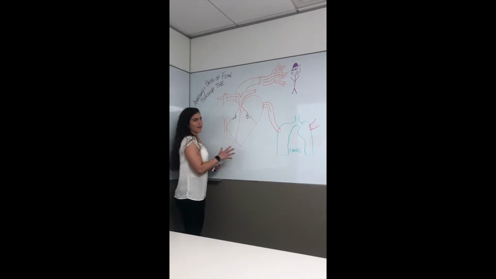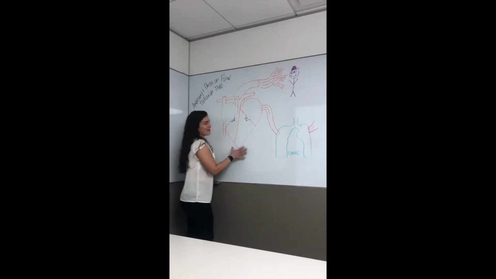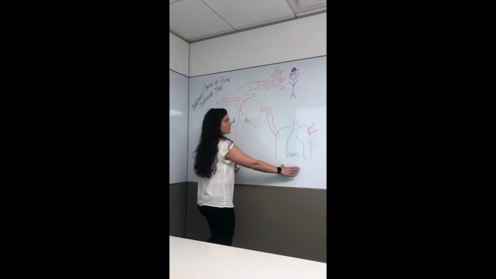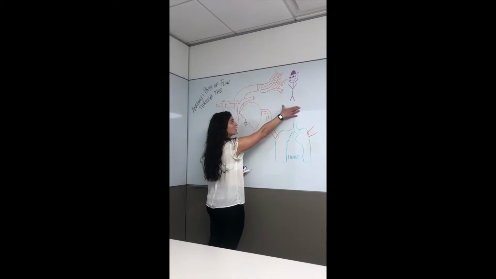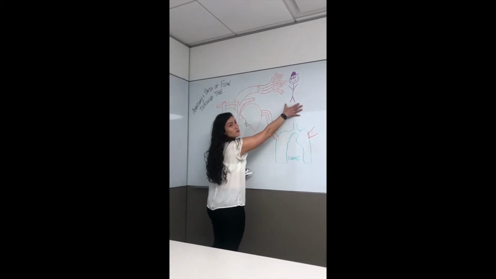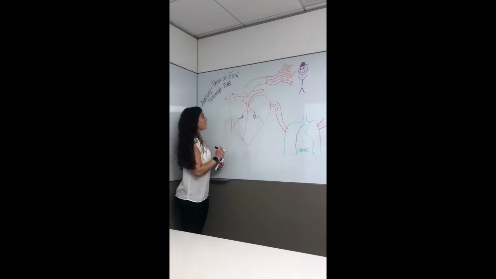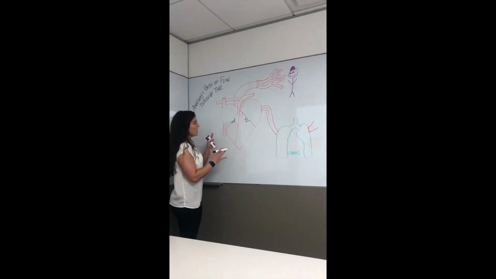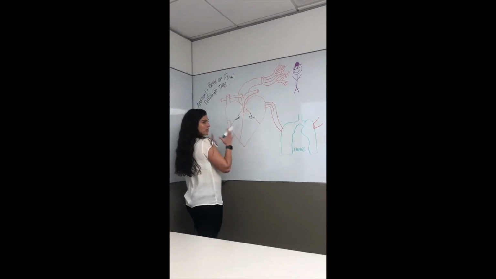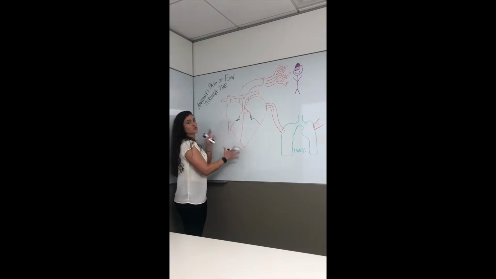Right here, what I've got is a very anatomical heart, sense the sarcasm. So we've got a heart here, we've got some lungs, and then I've got systemic circulation over here, so the body, pictured by my cute little guy over here. First let's start off at the right side of the heart. When we are looking at the heart straight on, our left is going to be the heart's right.